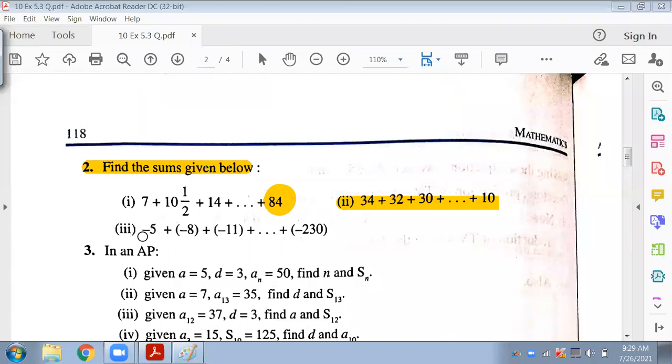Let us do question number 3. Here the first term is minus 5. We can find a common difference, and the last term is minus 230. Now, here also we don't know n. So we're going to use the last term and find n. And after finding n, only we're going to find the sum. Okay, let's start.